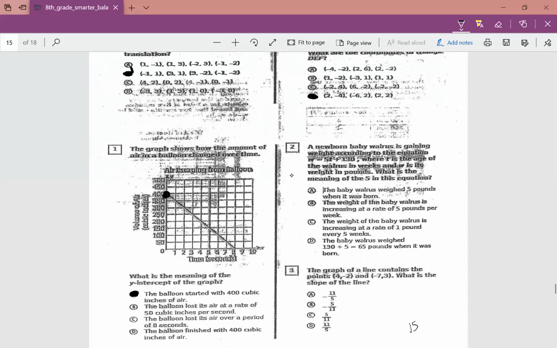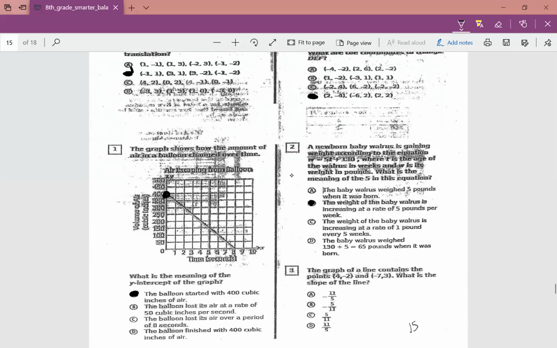Number 2. A newborn baby walrus is gaining weight according to the equation W equals 5t plus 130, where t is the age of the walrus in weeks and W is its weight in pounds. What is the meaning of the 5 in this equation? So the answer is B: the weight of the baby walrus is increasing at a rate of 5 pounds a week.